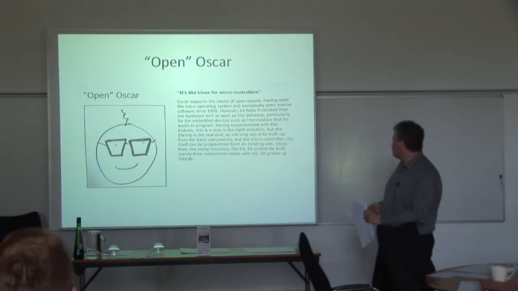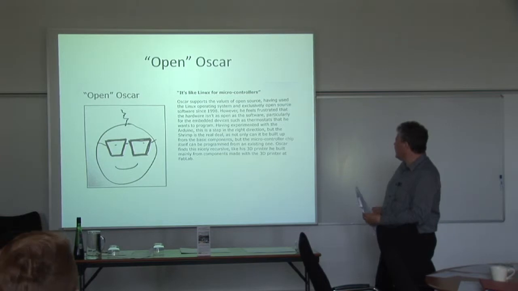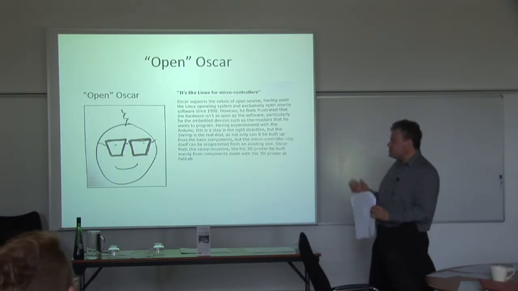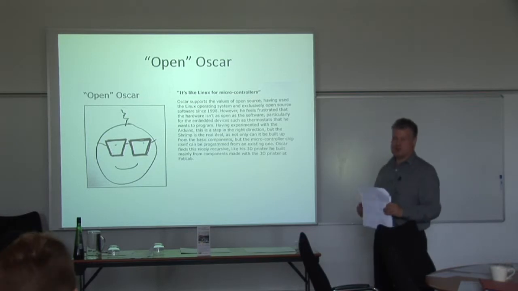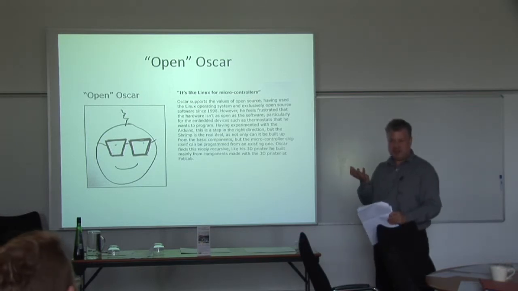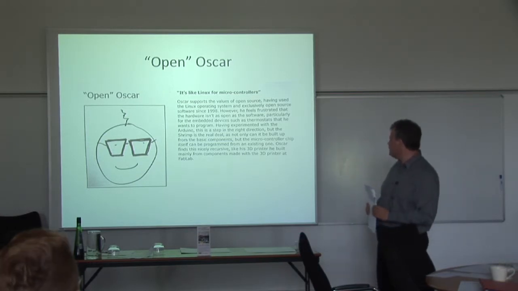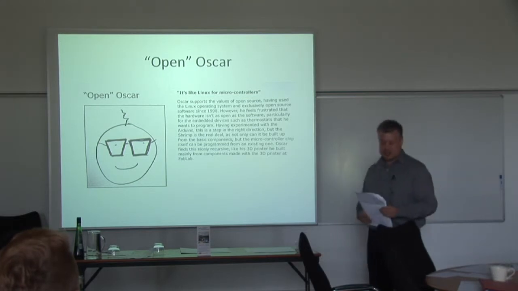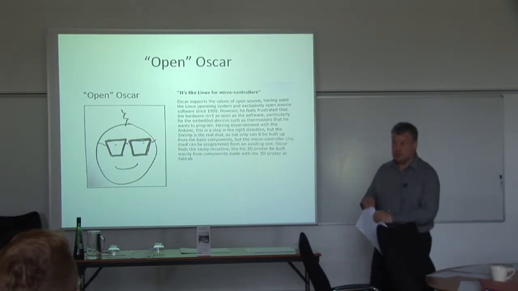Not sure if you can read it from the back there, but it describes how Oscar supports the values of open source and wishes to experiment with open hardware, starting with the Arduino, but he likes the shrimp, because the shrimp is the very components itself that you put together and program yourself. So Oscar supports the values of openness and wishes to work with Shrimping It because of that.